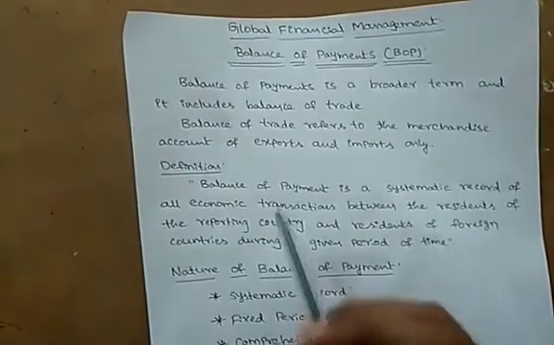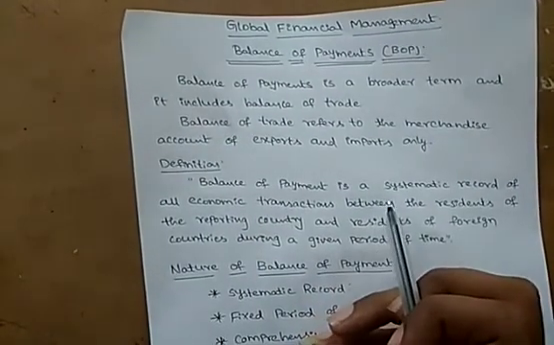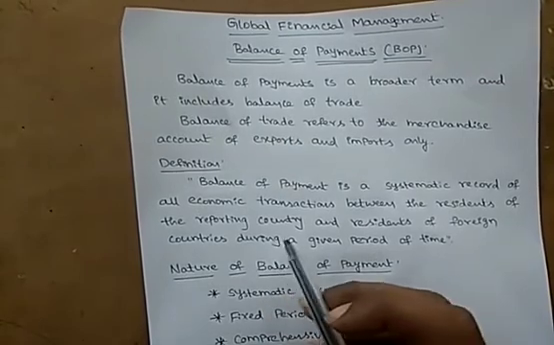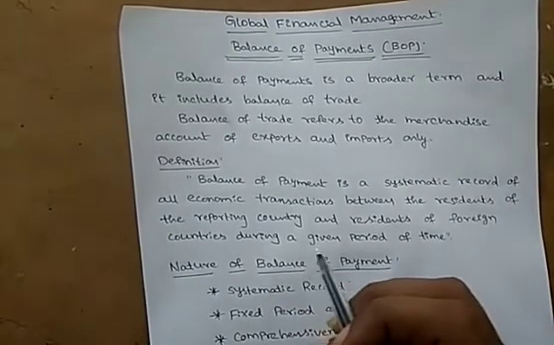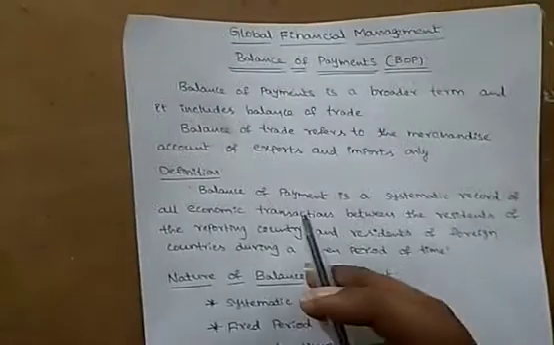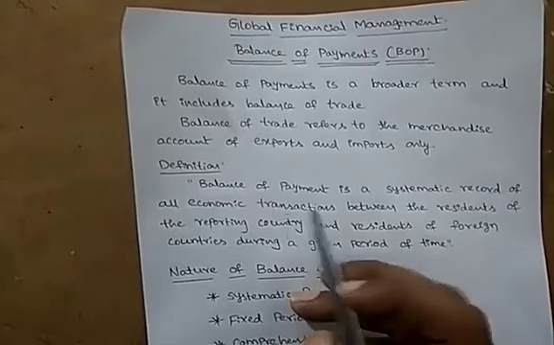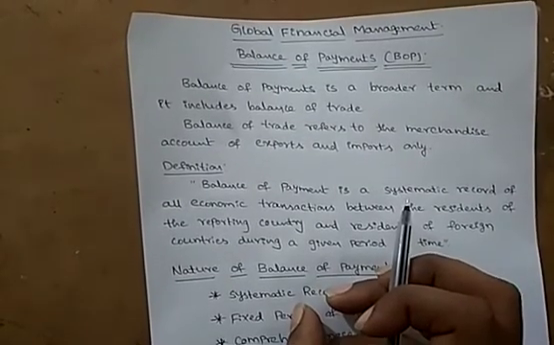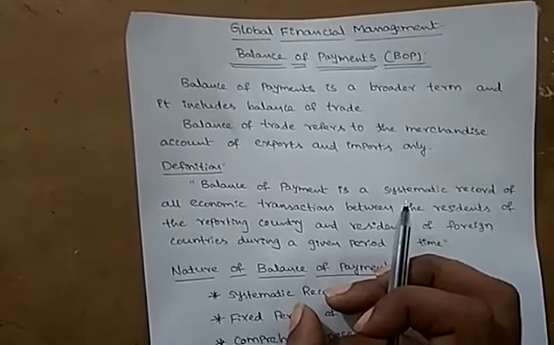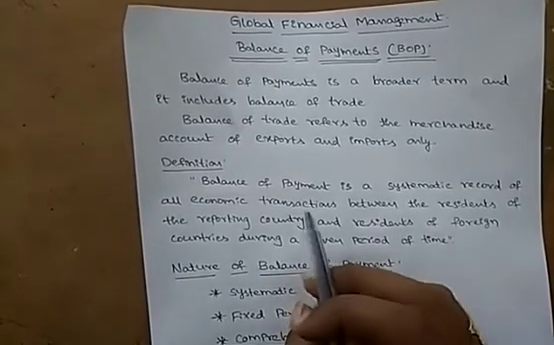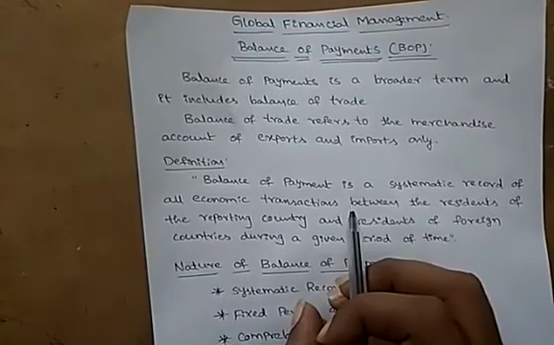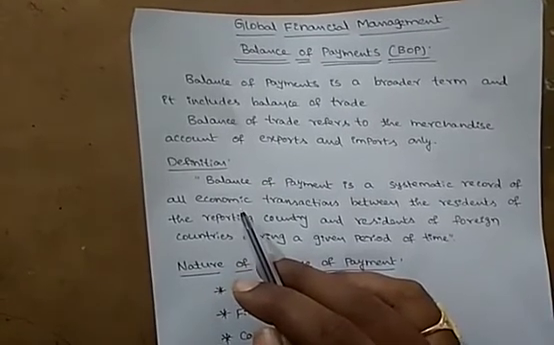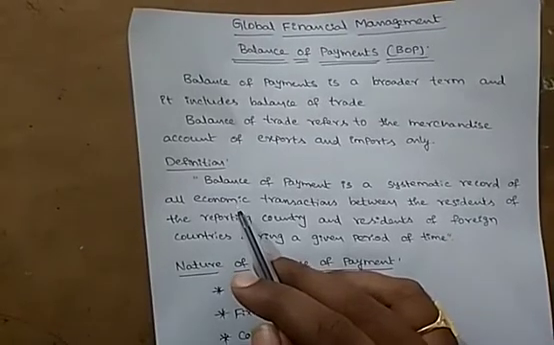Once we observe the definition, the balance of payments is a systematic record of all economic transactions between the residents of the reporting country and residents of foreign countries during a given period of time. Systematic record means the transactions are recorded immediately in a systematic manner. In the balance of payments, they consider economic transactions only, which means business-related transactions, that is, payments and receipts.